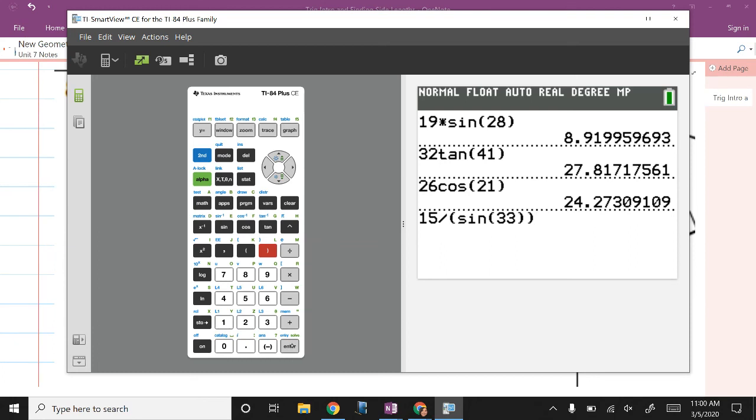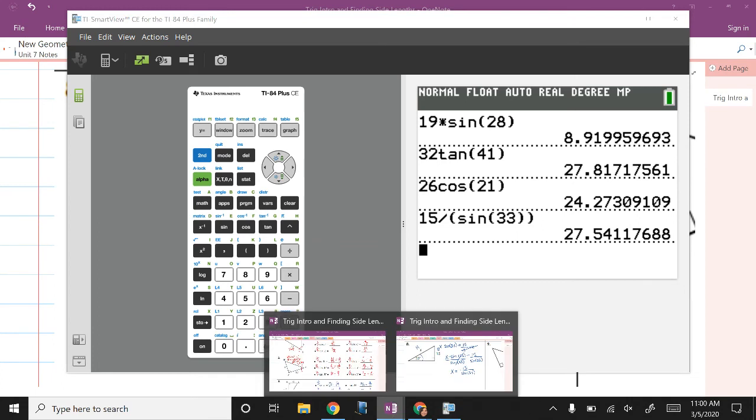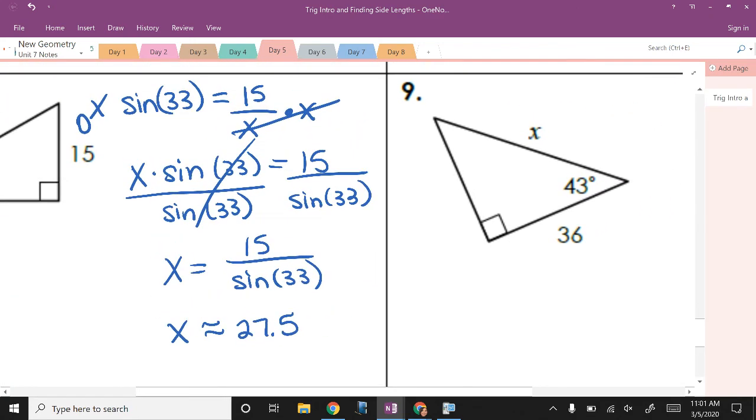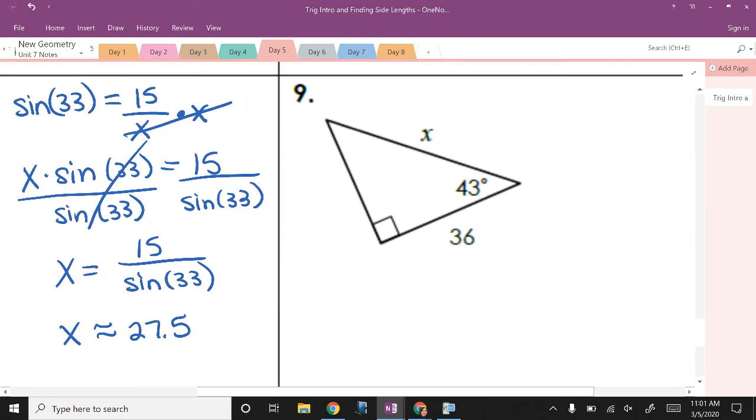And hit enter. Y'all get about 27.5? Okay. So x is approximately 27.5, which should be the longest one because it was a hypotenuse. And it is longer than 15. Okay. So those are the same thing, except there's just a little bit more work to get the variable by itself.